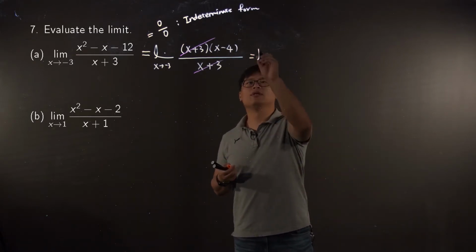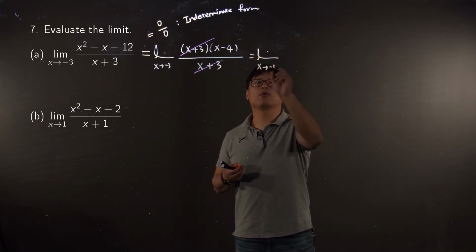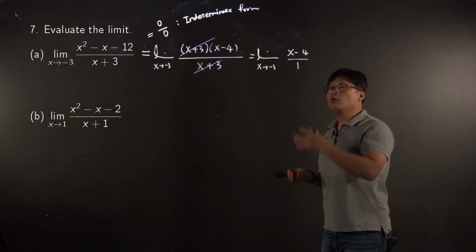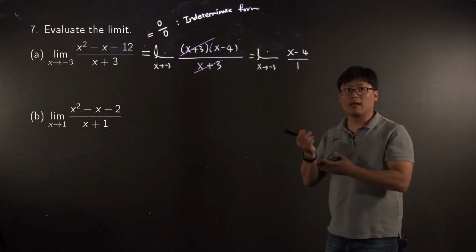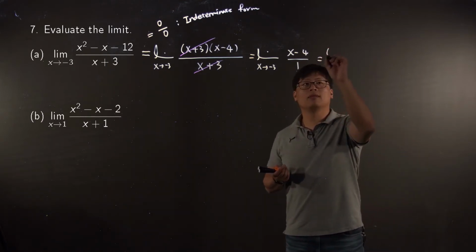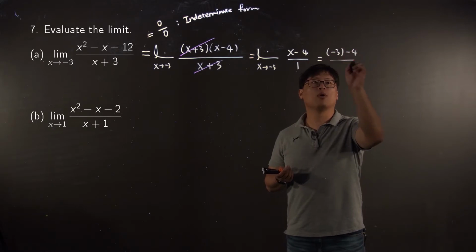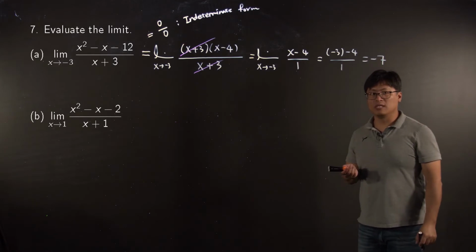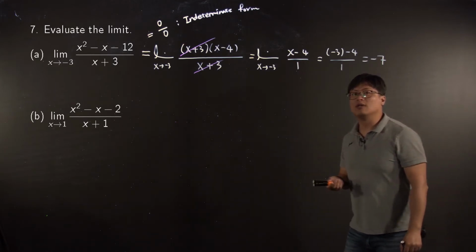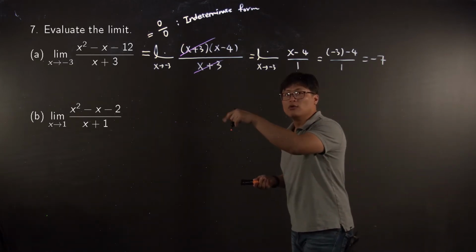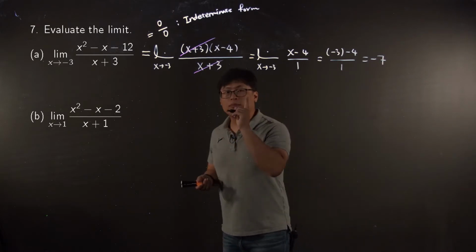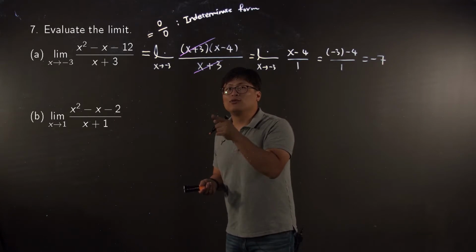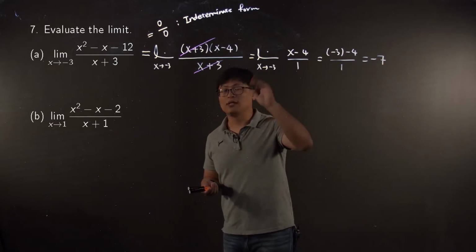So this is equal to the limit as x goes to -3 of x minus 4 over 1. Now there is no problem to plug in -3, right? Plug in -3: -3 minus 4 over 1, which is -7. That is the answer for this limit. And we're going to do the same thing for number B. But you have to be careful. Whenever you plug in 1, it is not 0 over 0 form, so we are not going to do it this way.